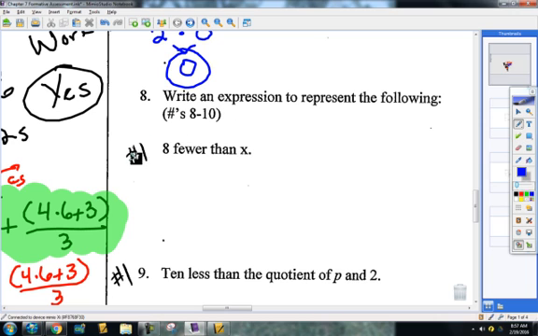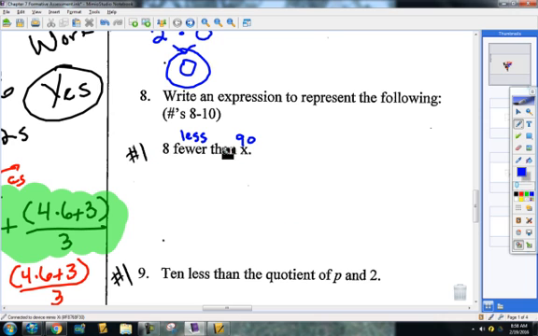Here we go. Learning target 1 on these next ones. 8 fewer than x. Another way you might see this written is 8 less than x. Same thing. Think about it like this: if it's 8 degrees fewer than x degrees, and say this was 90 degrees, what is 8 fewer than 90? 82, right? And how would you find that? You would find that by doing 90 minus 8.